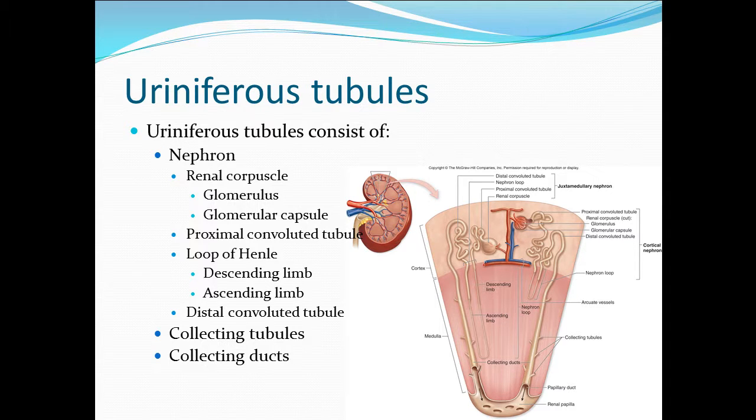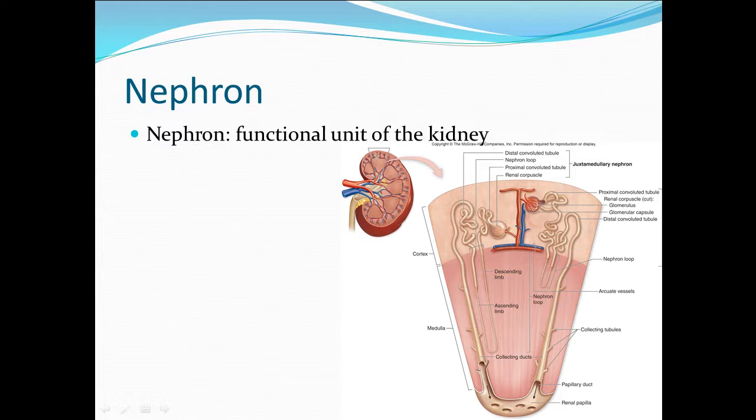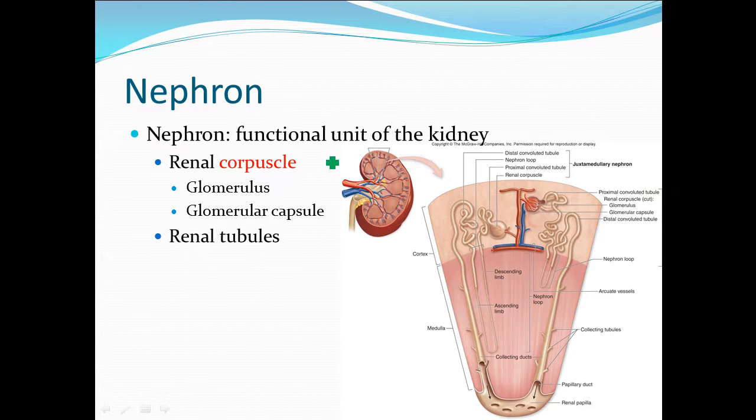The uniniferous tubules consist of all these structures, and these are the structures we're going to be going into next. First is the nephron itself. This is the functional unit of the kidney. And when we talk about the nephron, it consists of all these parts here. We have the renal corpuscle. The renal corpuscle consists of the glomerulus, which we just talked about.